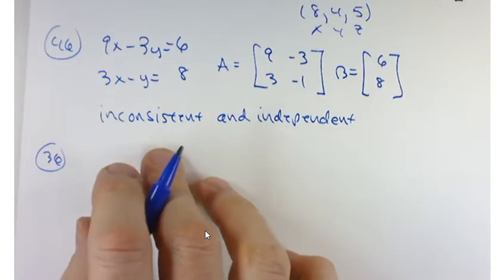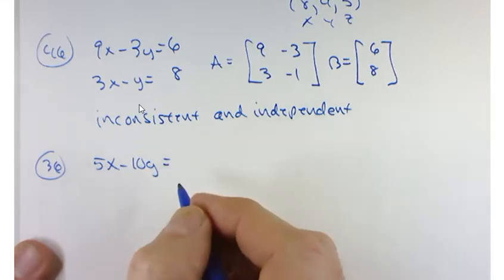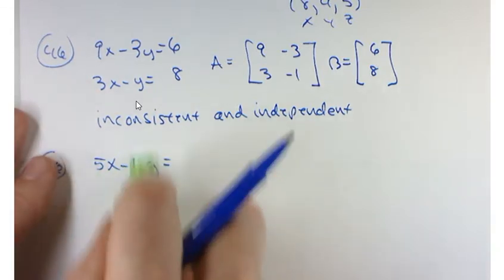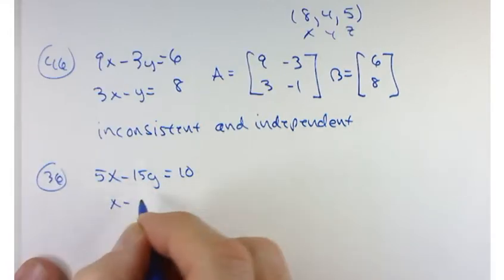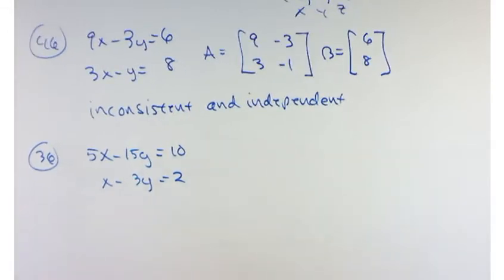So problem 36. 5x minus 10y equals, no, how about 5x minus 15y equals 10. And x minus 3y equals 2. Now I'm going to save you a lot of effort here. If you were to take the time to plug in your matrix system of equations and hit A inverse times B, you get the same error we just got. What do you think is going wrong with problem number 36?